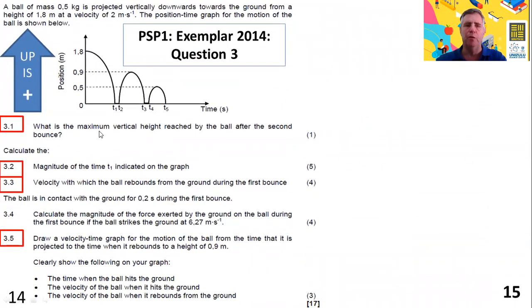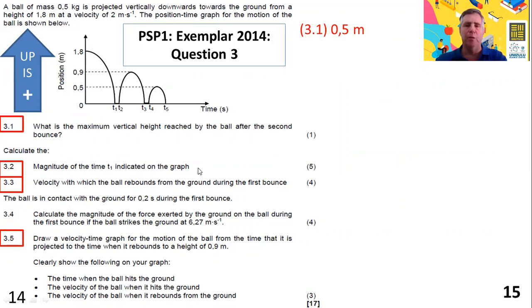So 3.1, what's the maximum vertical height reached by the ball after the second bounce? Now you need to understand that bounce 1 is from time t1 to t2. Bounce 2 is from time t3 to t4. So the top of the rise after bounce 2, the maximum vertical height, is 0.5 meters as shown on the graph.